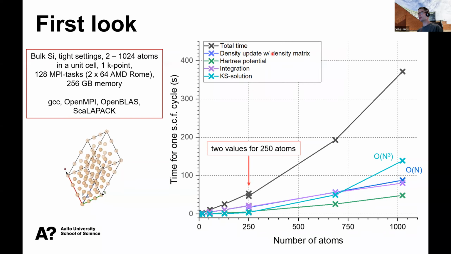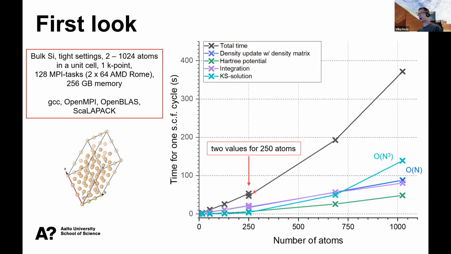What we have here are the timings for each of the basic operations in one SCF cycle. When the number of atoms goes from 2, where of course, with 128 MPI tasks and 2 atoms, all the timings are insignificant, they are so small that they don't show up in the graph very well. But as you increase the size of the system, you have different scaling behavior. You have the total time here that seems to be growing more rapidly than some of the other operations.